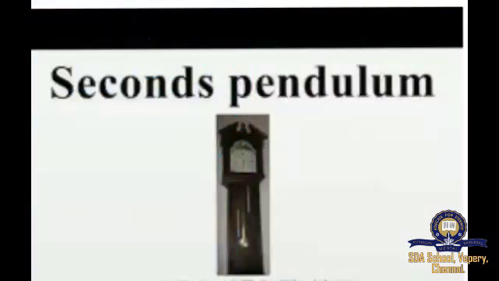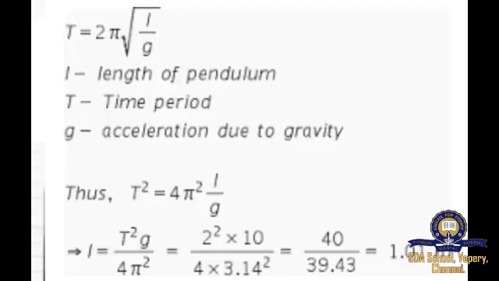Seconds pendulum. If the time period of a simple pendulum is 2 seconds, then we say it is a seconds pendulum. We know that T is equal to 2 pi root of L by G, where L is the length of the pendulum, T is the time period and G is the acceleration due to gravity. Now, we have to square the formula T is equal to 2 pi root of L by G.